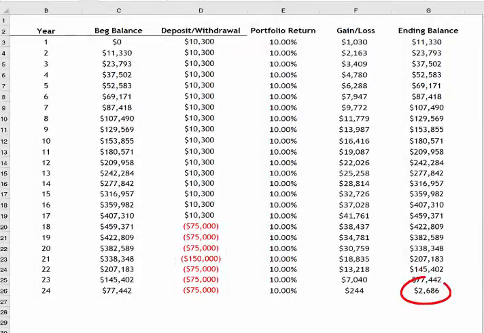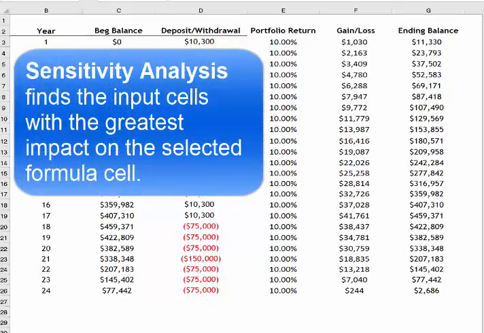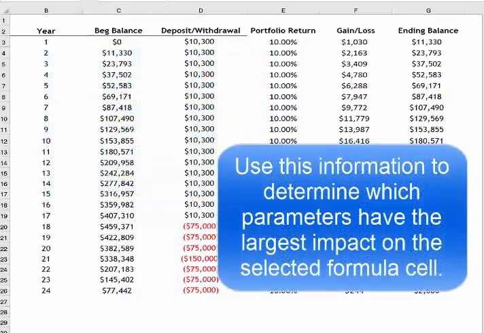Cell G26 shows the ending balance of the account after tuition has been paid for all 4 years for both children. One feature of Analytics Solver Platform is its ability to automatically find the input cells with the greatest impact on any selected formula cell. You can use this information to determine where uncertainty in a parameter might have a particularly large impact on the insights suggested by the model.